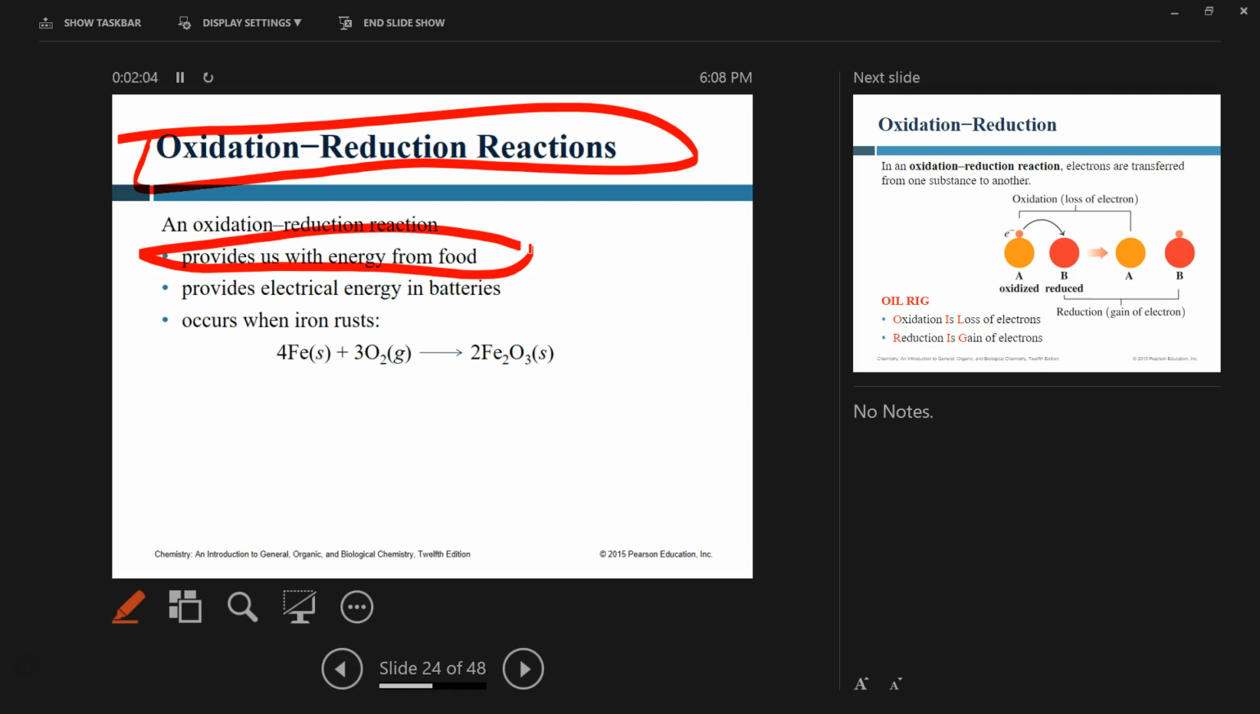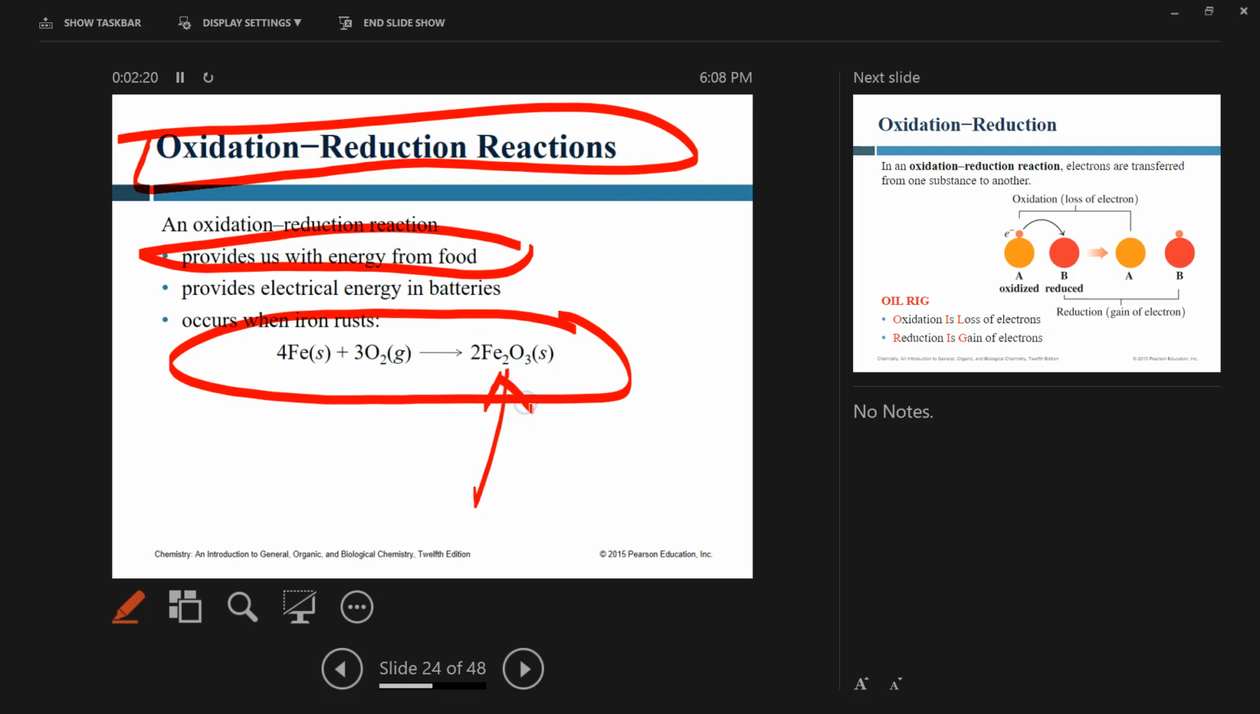Okay. So the example of oxidation and reduction reaction that we unfortunately have to deal with quite regularly is rusting of iron. Iron, when it is exposed to oxygen, eventually, although slowly, forms iron 3 oxide, and that is rust.